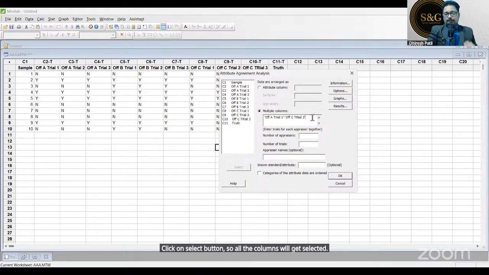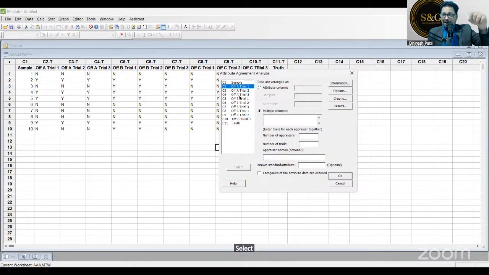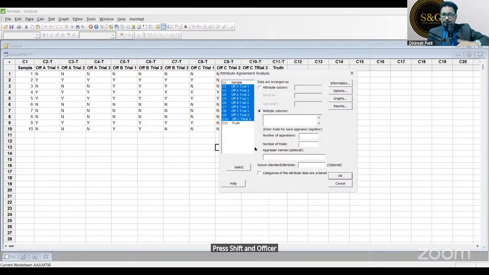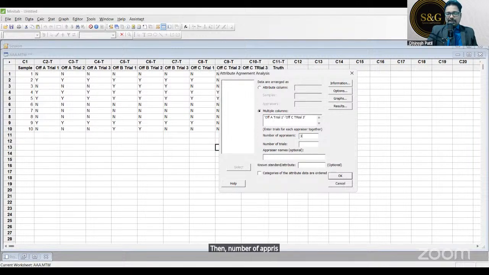I repeat again, just follow this process. Because we have data in multiple columns, we'll select multiple columns. We'll click on this. So all the columns will appear here. Select officer A trial 1, press shift, and officer C trial 3. So all the columns will get selected. Click on select. Okay. Then number of appraisers, say 3.